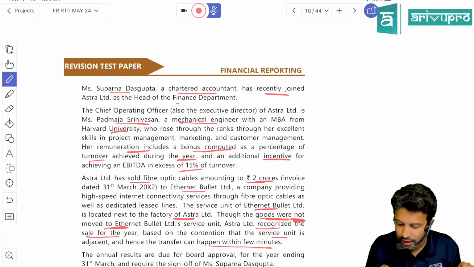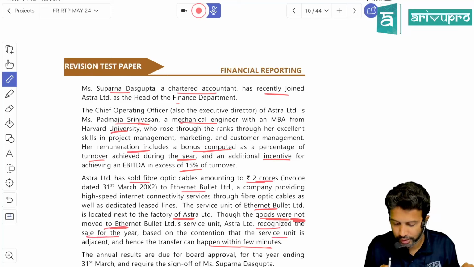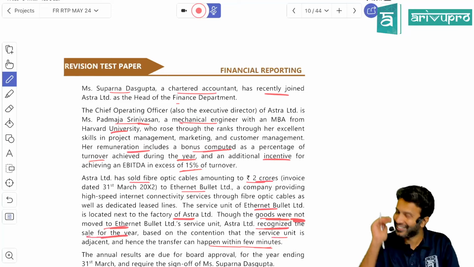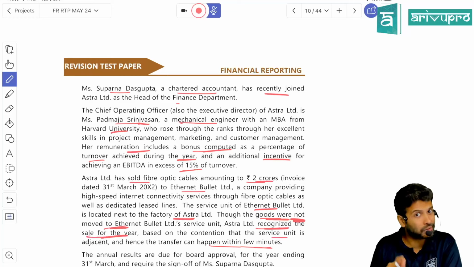No, keep that in mind. The goods were not moved to the service unit. Astra recognized the sales. Okay, they were in a hurry. They recognized the revenue, but the goods are not yet delivered. That means what they've done violates Ind AS 115.